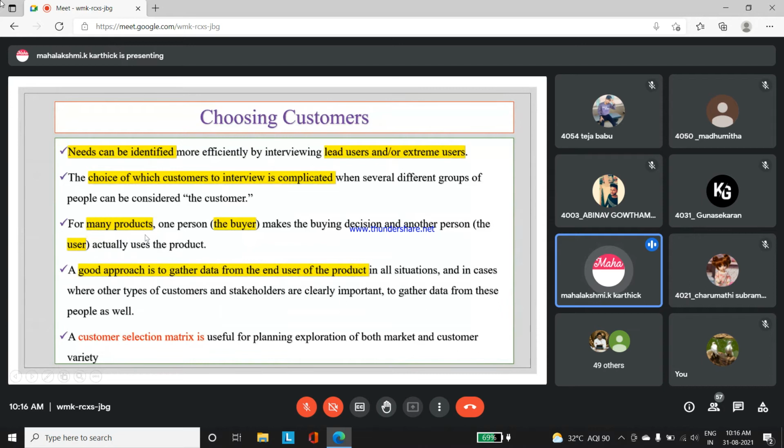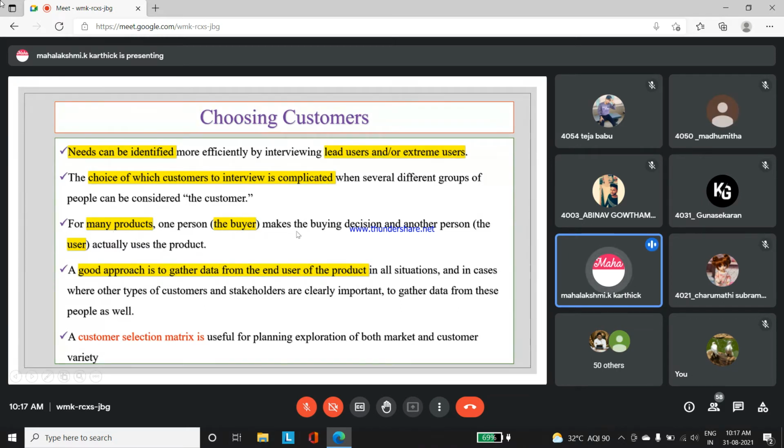So for many products, one person will be the buyer and make the buying decisions, and another person will be the user. For example, in your home, the main users of a smartphone are the students. Your daughter and son are independent in smartphone usage, but who is the buyer for you? The parent.